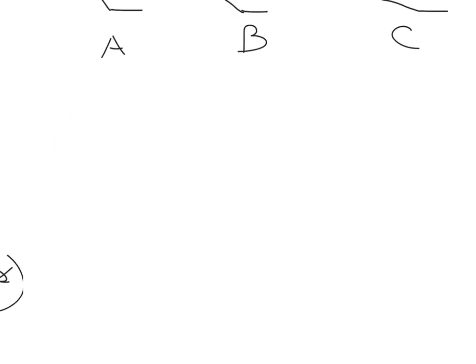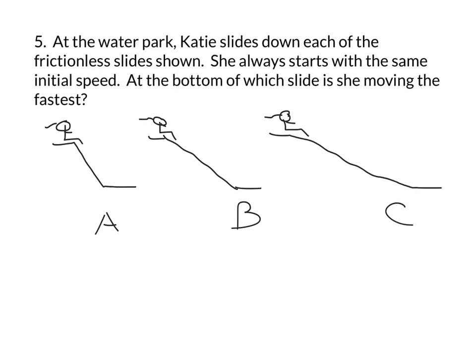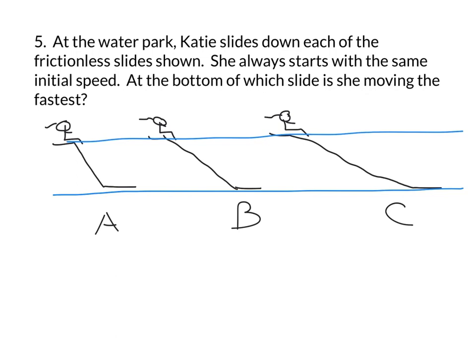Do I have more? I do have one more. Okay. At the water park, Katie is going to slide down each of these frictionless slides. So she's at the water park, she's trying all the slides, she always starts at the same speed, and we got to rank them. Where is she moving the fastest? And this is basically a trick question. The hardest part of this question is that I drew the slides poorly. But if they were actually at the same height, which it looks like they are, right? This is pretty much the same starting height, same ending height.